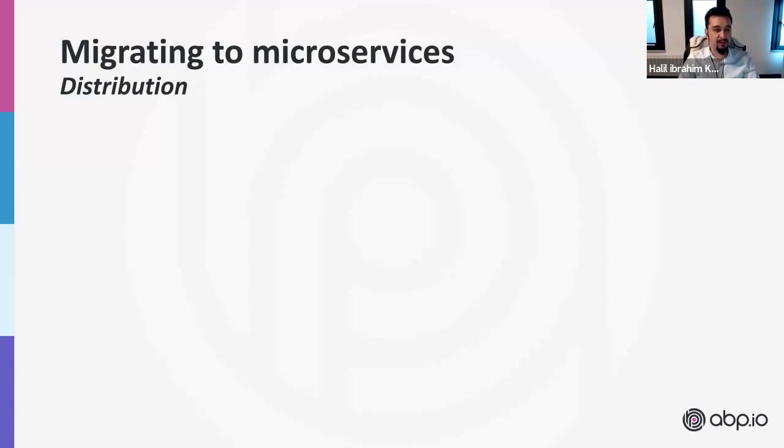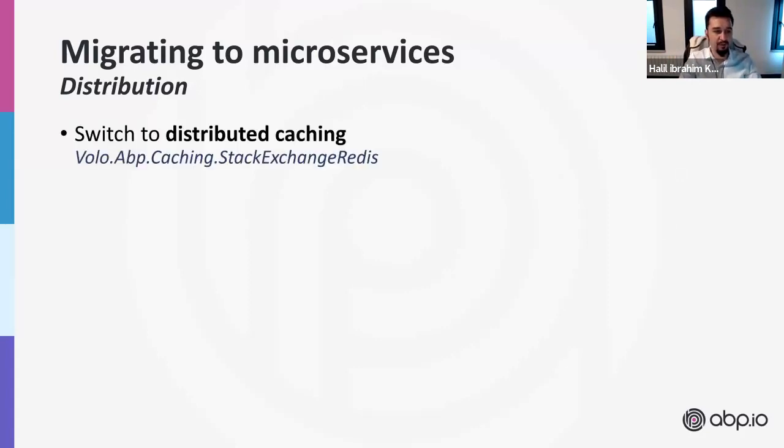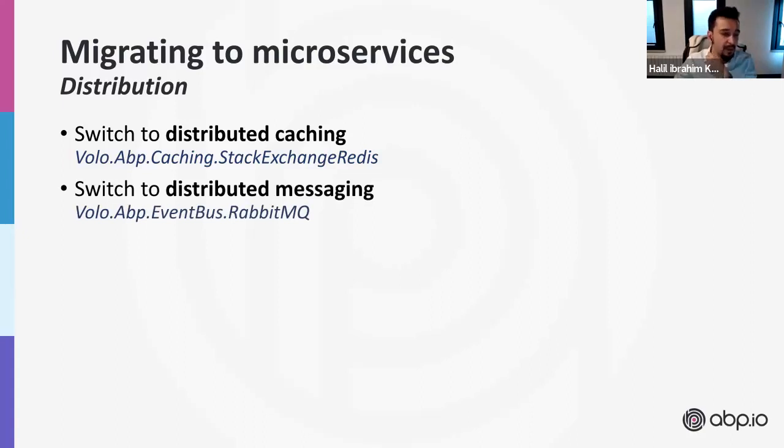Now, because we are going to a distributed system, we should use distributed caching instead of in-memory caching. Actually, we cannot use in-memory caching even if the system is not distributed, but is hosted as clustered. And also, we need to switch to a distributed messaging server like RabbitMQ or Kafka.